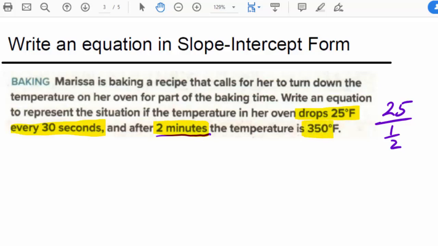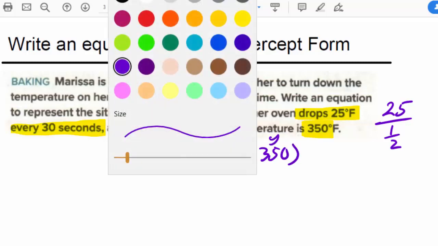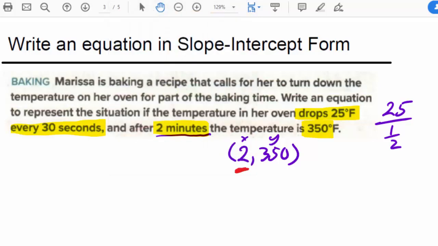Well, that's an ordered pair. Now remember, in most cases, time is your domain, so we're going to write that as 2, 350. So that's my x and my y values. But we do have a little bit of an issue here. This number is in minutes, and this number here is in seconds.